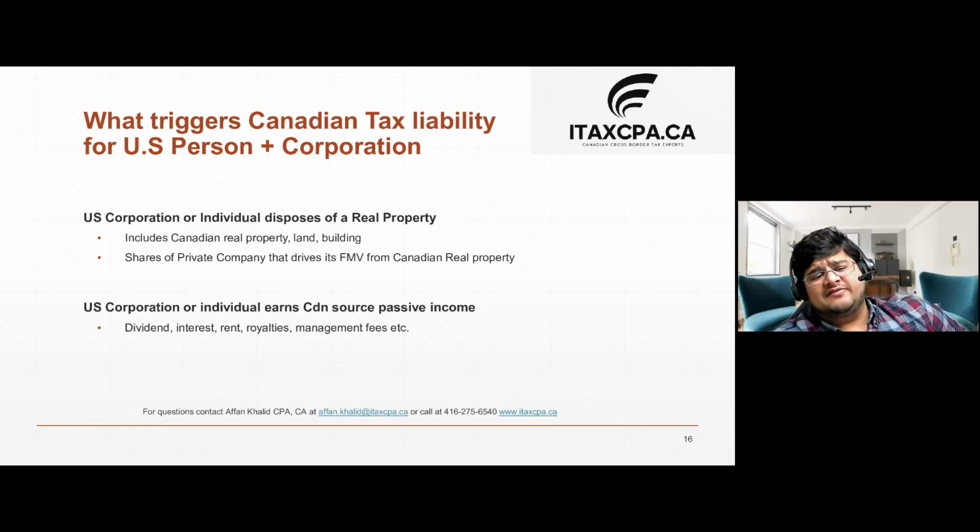And then finally, we have withholding tax consequences on US corporations and individuals earning dividend income from Canadian sources, interest, rent, royalty, management fees, and so on. The domestic rate is 25%, which is then reduced under the tax treaty. On dividends, the rate is reduced to either 5% or 15%, depending on the percentage of ownership and so on. Interest is generally zero rated. I think I have another slide where I will be talking more about that, so let's just hold on to this.